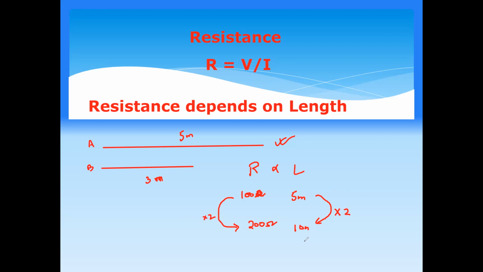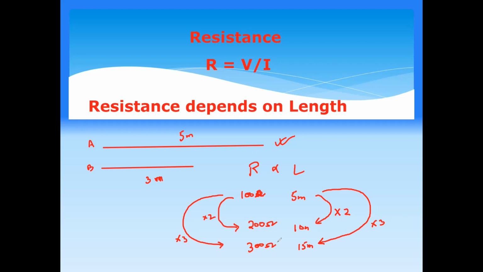Same way, if we have another wire which is 15 meters long, what happened to the length compared to the first one? First it was 5, now it is 15, so the length becomes 3 times. So if the length is increased by 3 times, the resistance will also increase by 3 times. If it was 100 ohms for 5 meters, for 15 meters it will be 300 ohms.